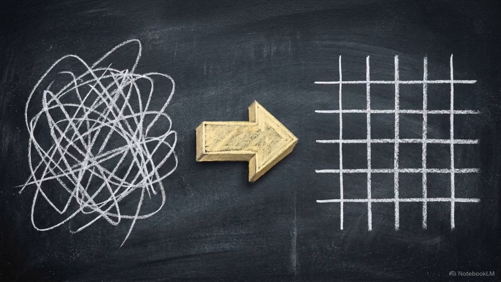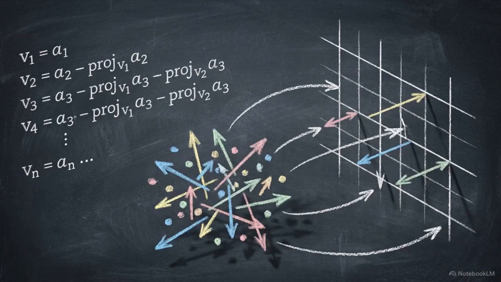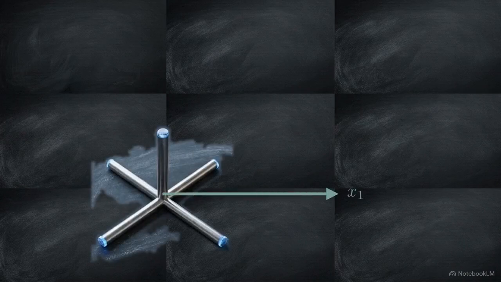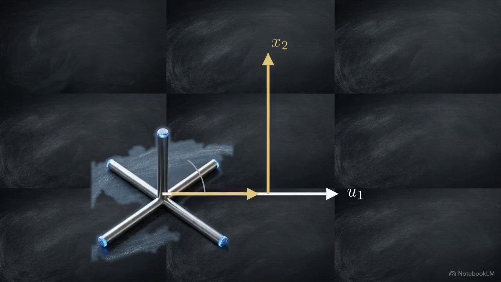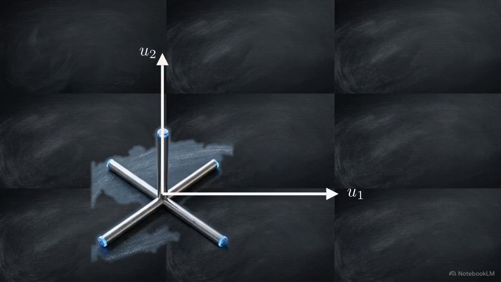To achieve this, we must transform a raw, correlated dataset into an orthogonal basis. The mathematical engine for this transformation is the Gram-Schmidt orthogonalization process. Step 1 anchors the first raw vector, x1, locking it as the foundational basis vector, u1. Step 2 addresses X2, calculating its projection onto the U1 axis to determine overlap. Subtracting this projection shadow eliminates correlation, leaving the perpendicular component as the orthogonal vector U2.